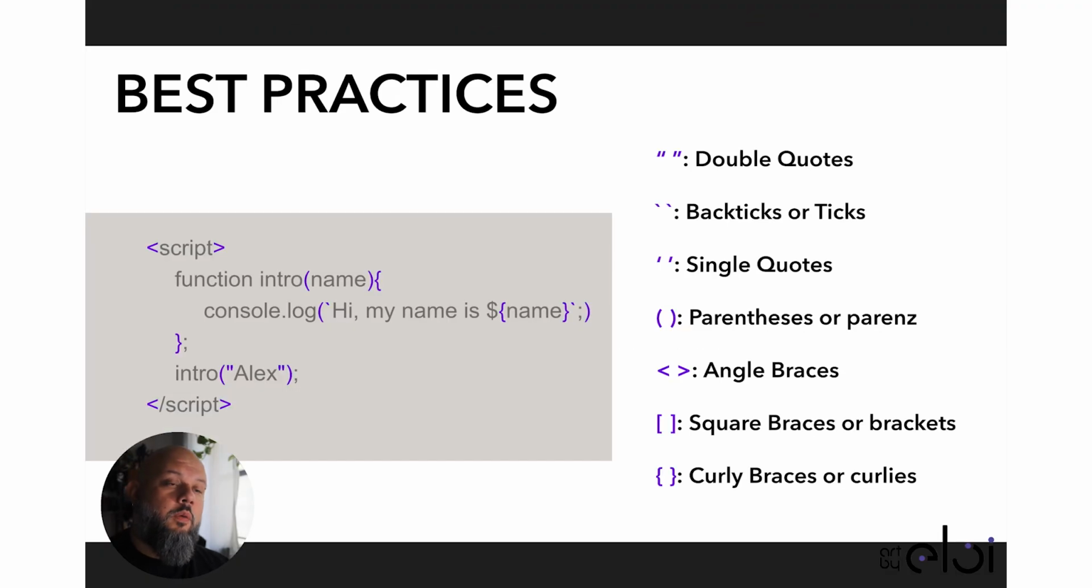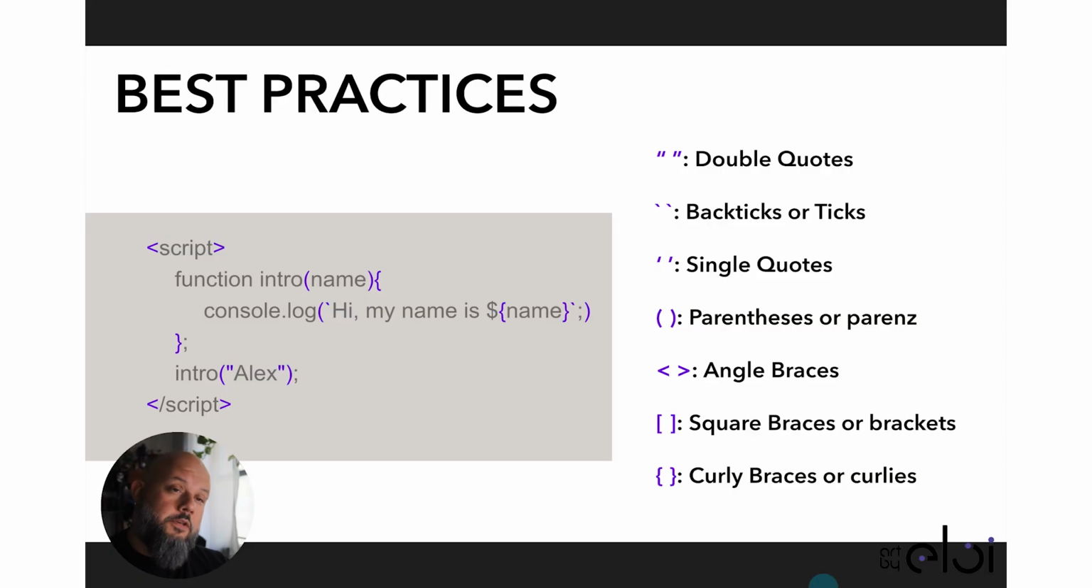Another thing to talk about when it comes to best practices, let's learn how to name some of the special characters that we use inside the code. I have this list over here of double quotes, backticks, single quotes, parentheses, angle braces, square braces, curly braces, as well as some of their short names. And here's an example of how they're used inside of this gray box over here. So I highly recommend that you get familiar with the names of these things because we will be using them a lot.